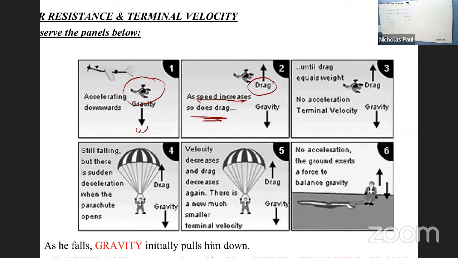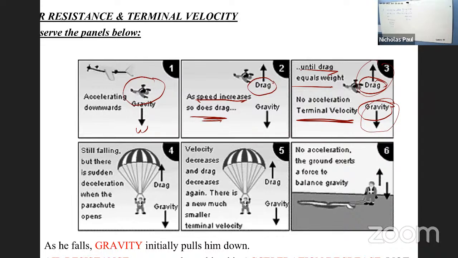And then he'll continue to fall until his drag force and his weight are equal. When that happens, there's something called terminal velocity. So as he falls, when the upward drag force equals the downward force, he'll still fall, but he will fall at constant velocity. That is called terminal velocity. Okay?